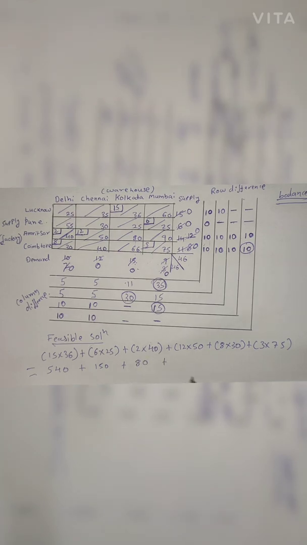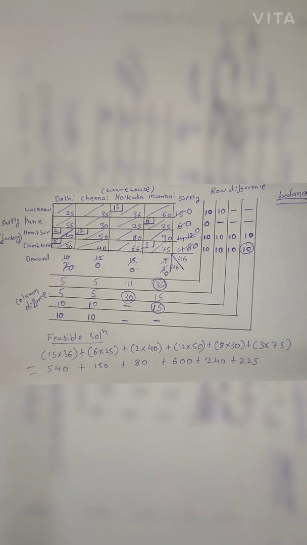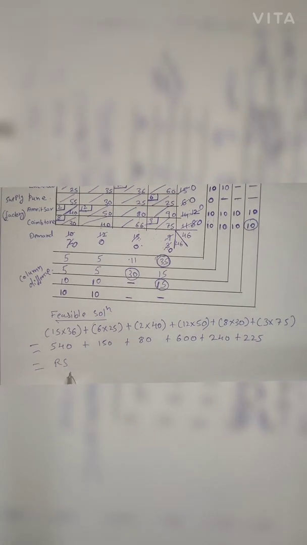12 into 50, 600. 30 into 8, 240. And 3 into 75, 225. This whole value will come to rupees 1835. So this is a feasible solution by Vogel's approximation method.